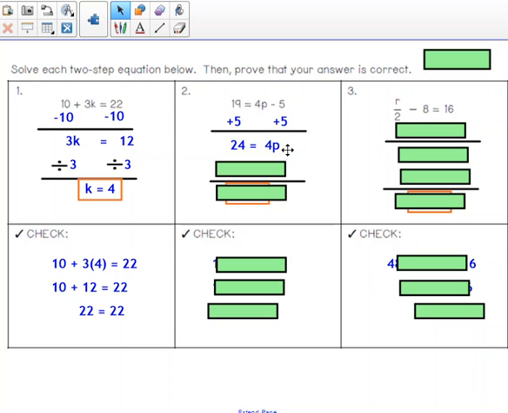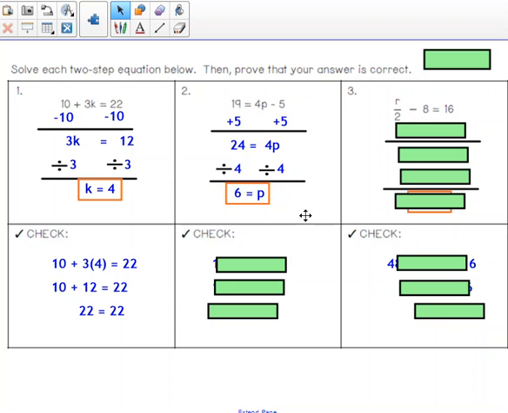Now, again, we want to isolate the variable. So to do that, we have to do the opposite of multiplying by 4. So we divide both sides by 4. And that will leave us with the variable on the right. And on the left, we'll have a 6.